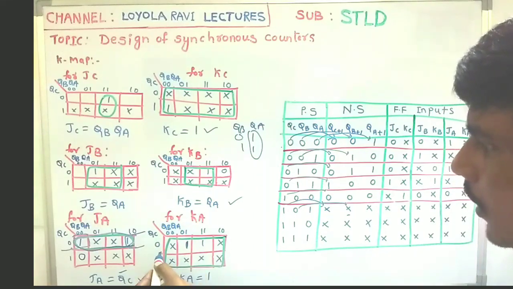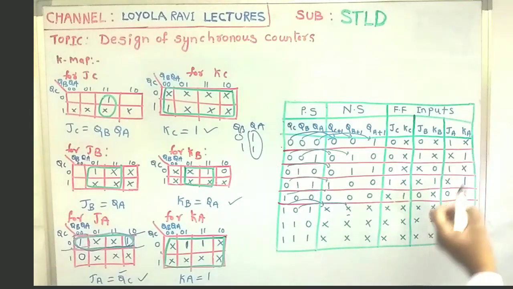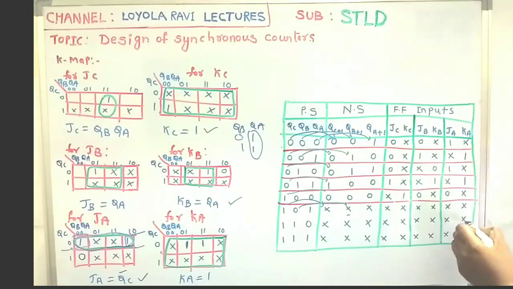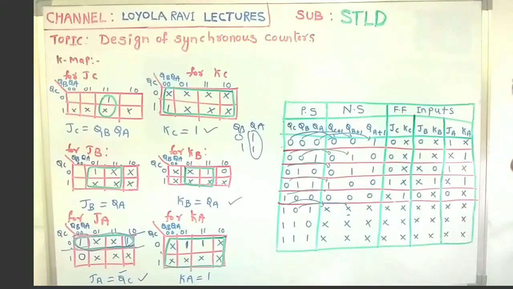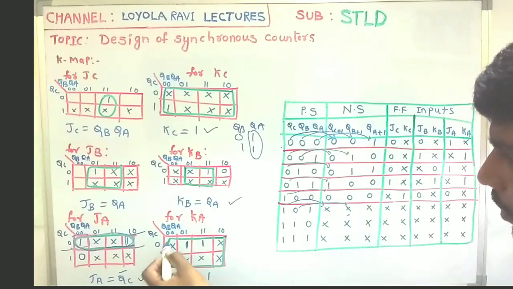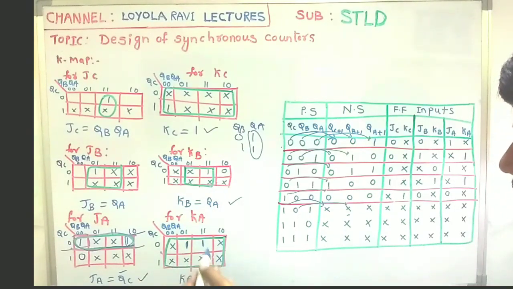0, 0, 1, 1. And third is 0, 1, 1, 3. This is also 1. Remaining all don't cares. 1, 2, 3, 4, 5, 6 don't cares. Let us take simplification. Nothing but there is again formation of octet. Octet. Okay, 6 don't cares, 2 ones. If I will take don't cares as 1, then there is a formation of octet.